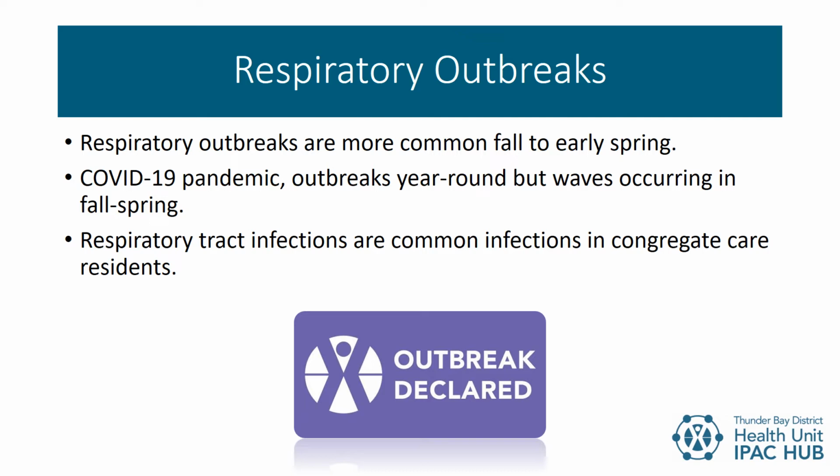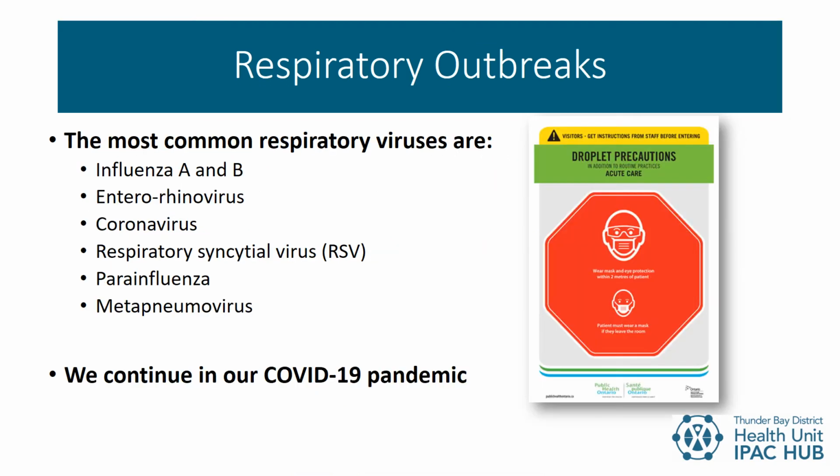Respiratory disease is also common in our congregate settings due to the close living quarters and many shared common indoor areas, and in residents that typically have a lowered immune system due to their age or health. So here's a list of some of the common respiratory viruses that are more associated with respiratory outbreaks. Influenza A or B, enterovirus, rhinovirus, coronavirus, RSV, which is respiratory syncytial virus, parainfluenza, or metapneumovirus, and also the COVID-19 pandemic that we're still currently navigating through.